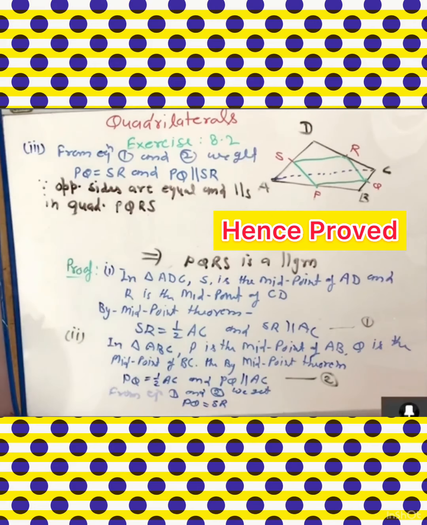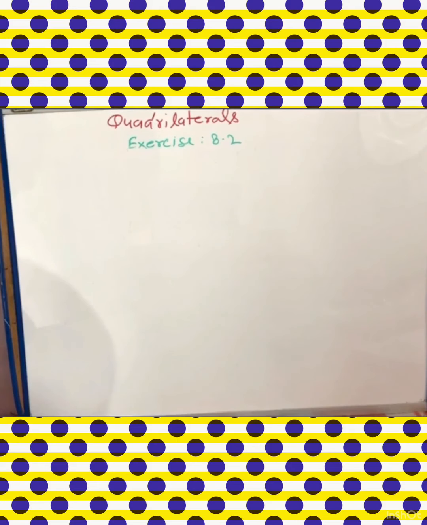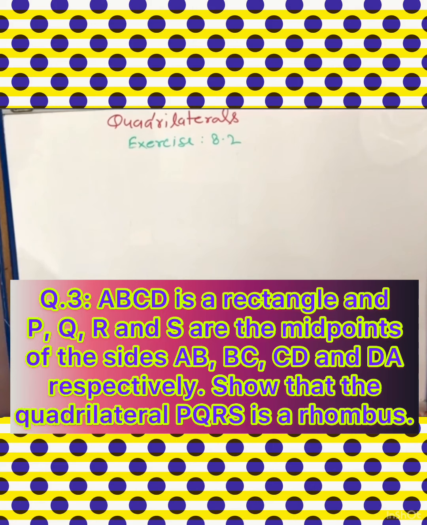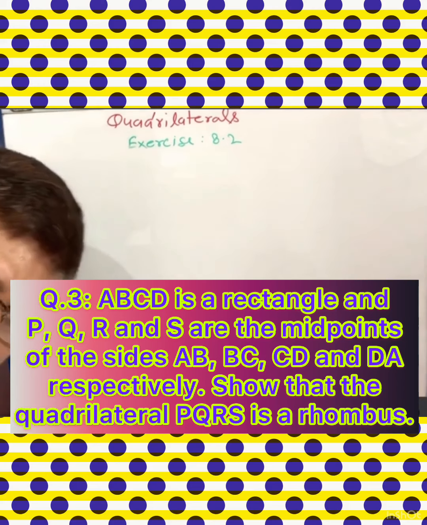So now moving to the next question, show that quadrilateral PQRS is a rhombus. In the first question, you had to prove that PQRS is a parallelogram. In this question, we will prove that PQRS is a rhombus. And in the second question, you have to prove that PQRS is a rectangle. So all these types of questions have the same proof and the application of the midpoint theorem. So how can you prove this question number third?